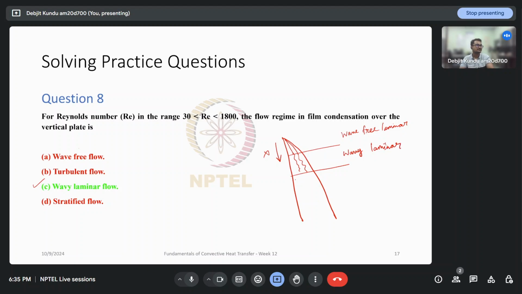But after this, a transition goes on, initially a transition and then finally a turbulent flow. So that makes sense, right? As the Reynolds number increases, the instabilities have a higher chance of sustaining and making the flow turbulent.